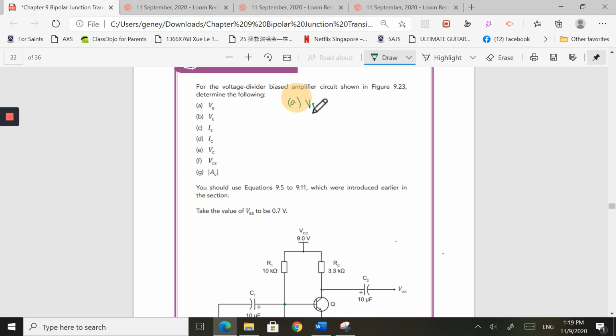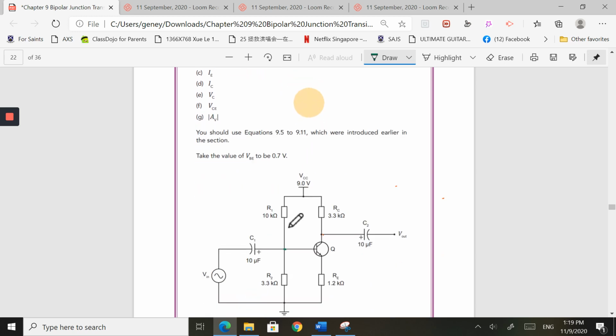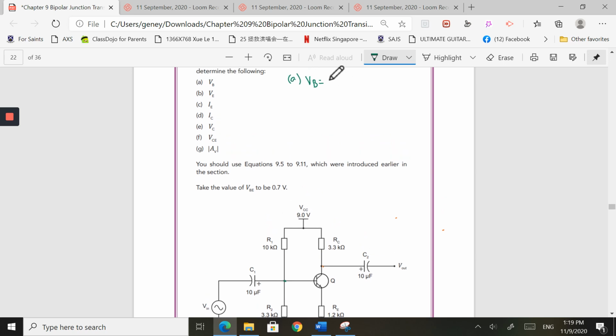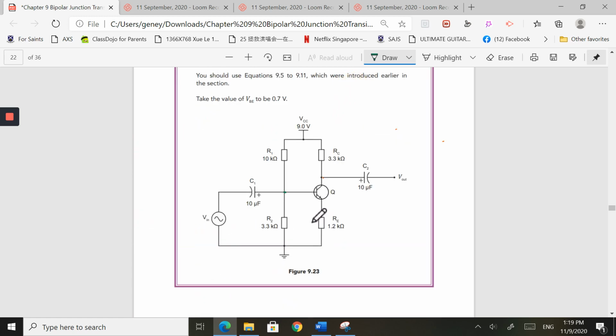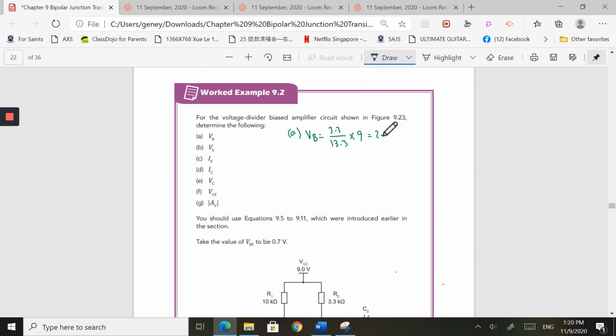So VB is going to be the resistor here over the total resistance multiplied by the voltage here. So 3.3 over 13.3 multiplied by 9 volts, and this will give me, I'm going to cheat here, I'm just going to check the answer, it's going to be 2.23 volts. If you are wondering why they are asking us to calculate all these values, I don't know, because they want you to just calculate. I'm going to show you how to calculate.